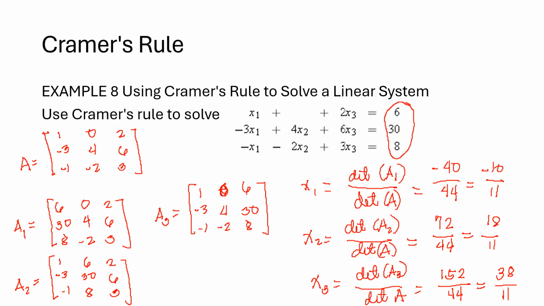I want you to work out the step-by-step process of getting the determinant of A and the determinants of A sub 1 up to A sub 3.